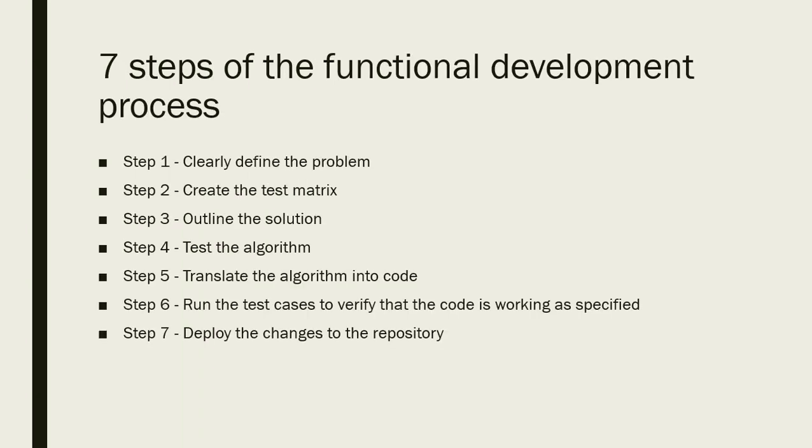In this team presentation, we're going to be talking about the 7 steps of the functional development process, which first of all is to clearly define the problem, test metrics, outline the solution, test the algorithm, translate the algorithm into code, run the test cases to verify that the code is working as specified, and finally deploy the changes to the repository.